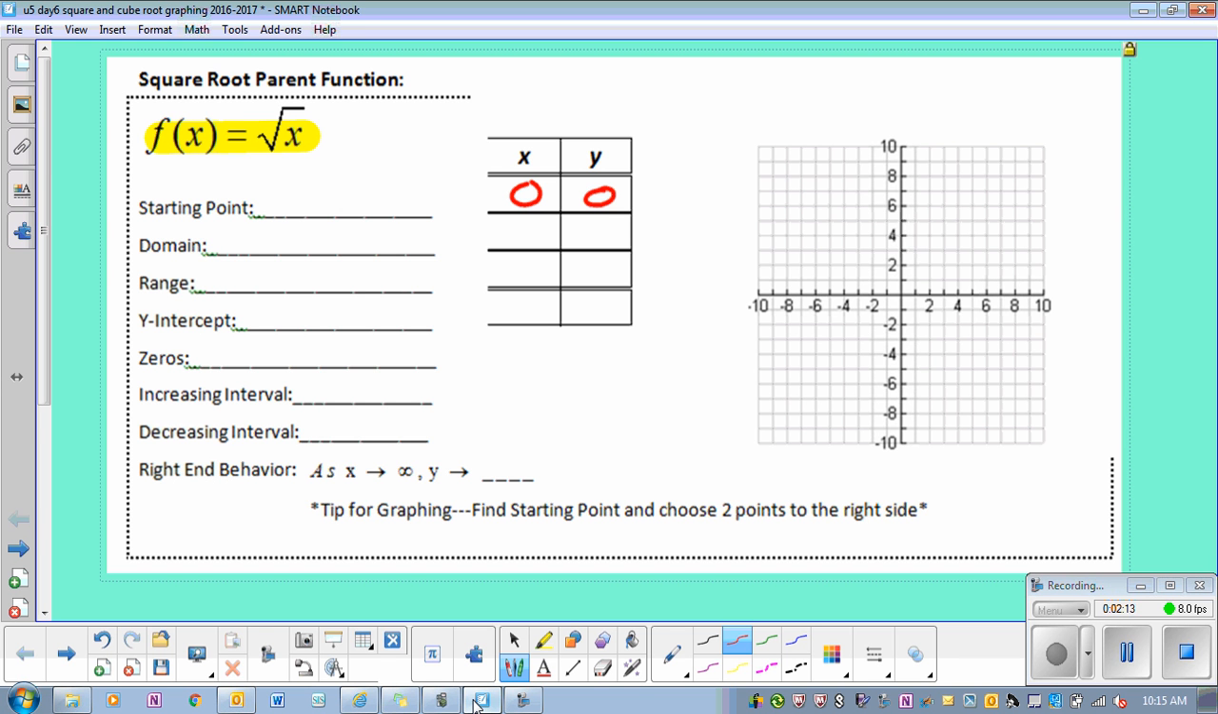Because any number that you put in for x, we're plugging it into our original equation. So what happens if I put a negative inside the square root? You get what? Yes, imaginary numbers. And imaginary, are they real? No, right? So you can't graph the imaginary numbers. So square roots are not going to have negatives.